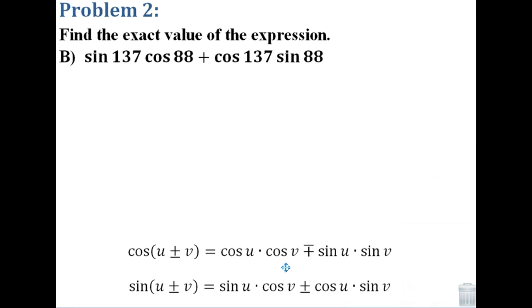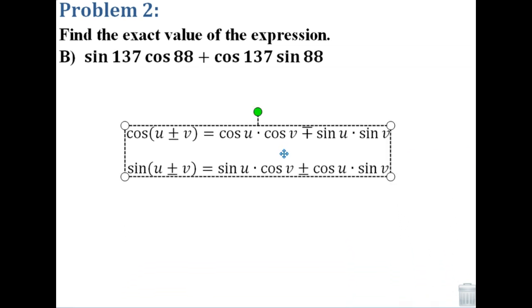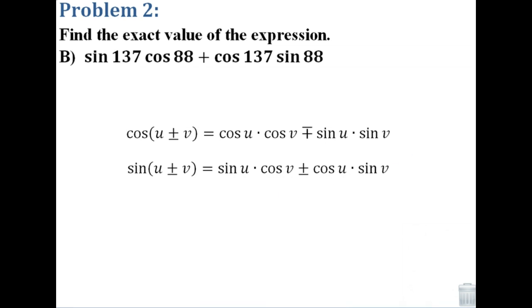Part B, same idea. We want to use our identities to write this as a single trig ratio. Now this time we're looking at sine, cosine, cosine, sine. So I know that's going to be my sine sum or difference pattern. So I can rewrite this as the sine of 137. And in this case, since there's a plus in between, the sine will stay the same. There'll be a plus inside the angle, so plus 88, which will give us the sine of 225.